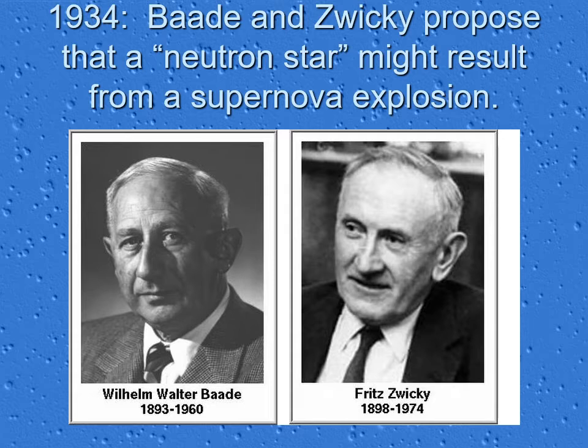And so based on that, just a very few years after Chadwick proposes that neutrons exist, Baade and Zwicky suggest that if the core of a really massive star reaches a certain point, it could squeeze everything down, in which you're squeezing electrons into protons and making neutrons. And so they introduced the idea of a neutron star.